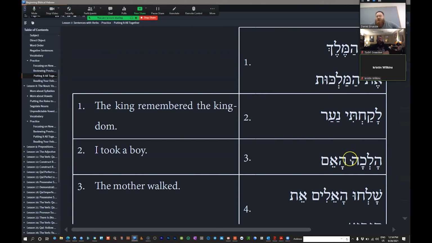Number 3, there's a little bit of ambiguity, but there's not when we realize, hey, we don't have the definite direct object marker. So we've got agreement between ha'em, that's feminine singular, and ha'lacha, that's feminine singular, but we don't have the et particle, which means this is not our direct object. So we have to translate this subject first, the mother, then our verb, went or walked.